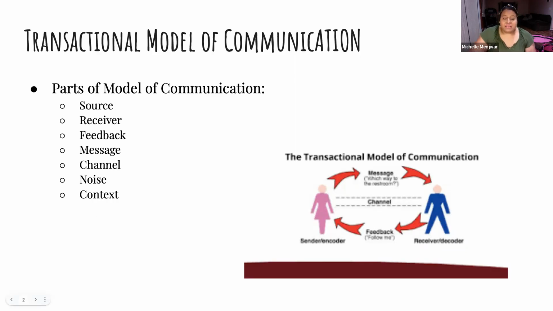So as you can see, this is the reason why we use the transactional model rather than the initial linear model, because again, this one is more all-encompassing. It talks about all the different parts that go into play when we're communicating with another person. So this is the main concept that I wanted to cover from chapter 1, just the idea of how communication happens, to help us visualize it.